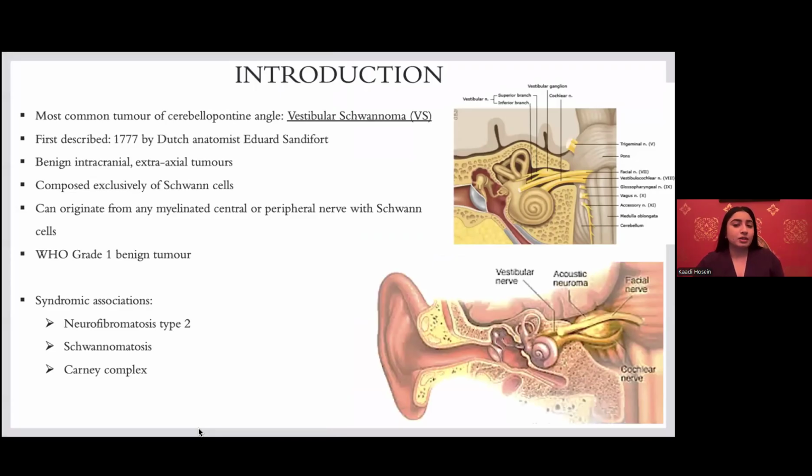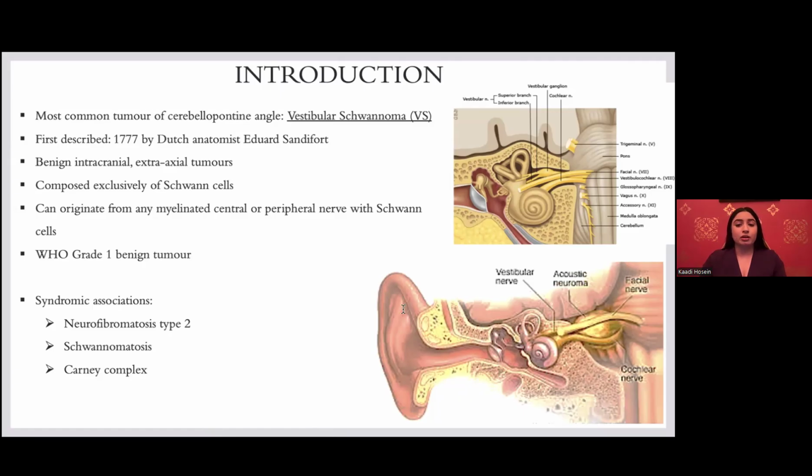Cerebellopontine angle or CPA tumors are the most common neoplasms in the posterior fossa, accounting for 5 to 10% of intracranial tumors. Most CPA tumors are benign, with over 85% being vestibular schwannomas, which were previously known by terms now obsolete, such as acoustic neuromas, neurinomas of Verocay, and neurilemomas. They were first described in 1777 by Dutch anatomist Eduard Sandifort.